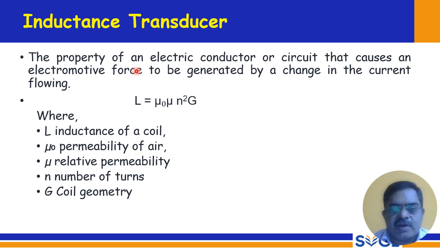Inductance is the property of an electric conductor or circuit that causes an electromotive force to be generated by a change in current flowing. So here inductance is equal to mu naught mu n squared G. L is the inductance of the coil, mu naught is the permeability of air, and mu is the relative permeability, n is the number of turns, G is the coil geometry. So this is the governing equation, or principal equation, for the change in inductance to measure.